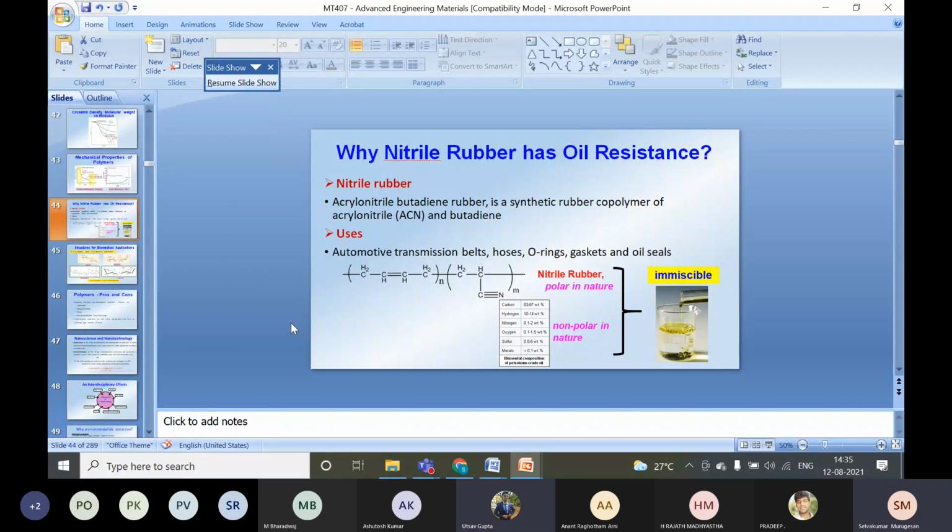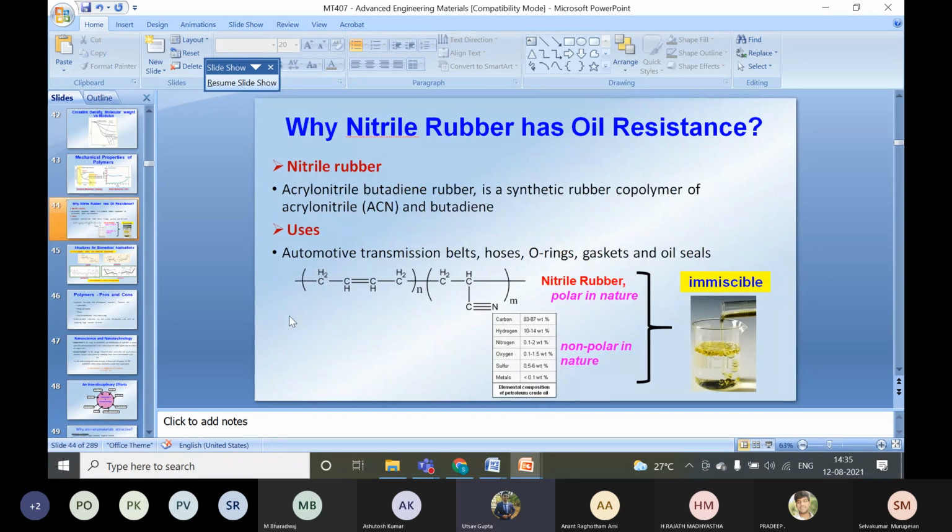And how does it show oil resistance? That part I didn't get. Why does it have oil resistance? Yeah, I told you about polar and non-polar combinations. Water and oil don't mix well at all, right? That means they are immiscible. Like dissolves like, that part. Okay, understood. So as a result, diffusion will not happen at all.